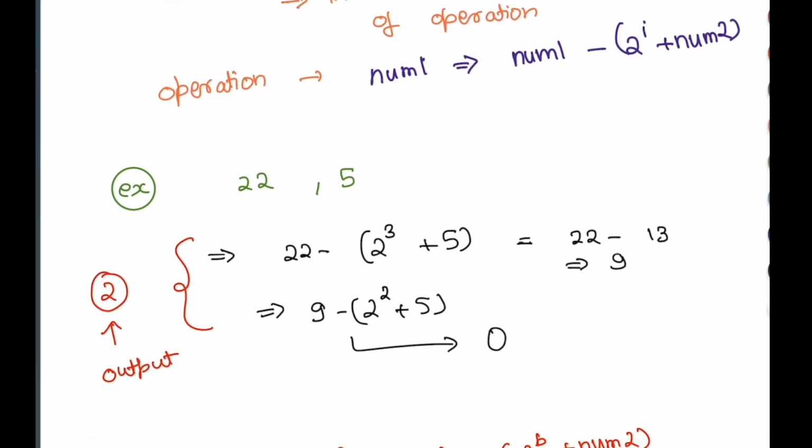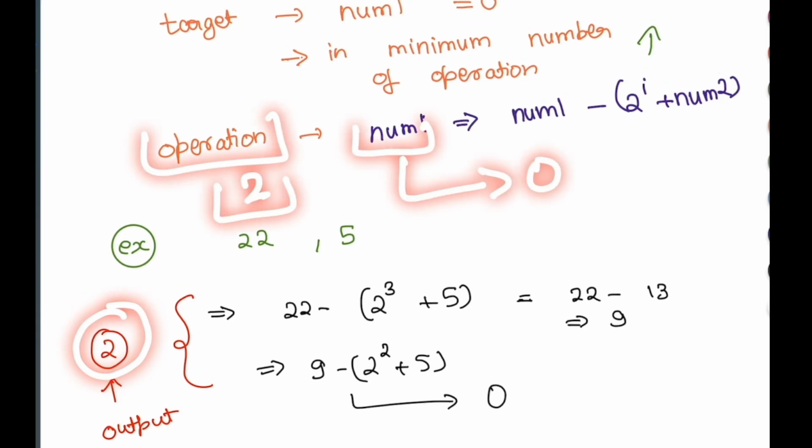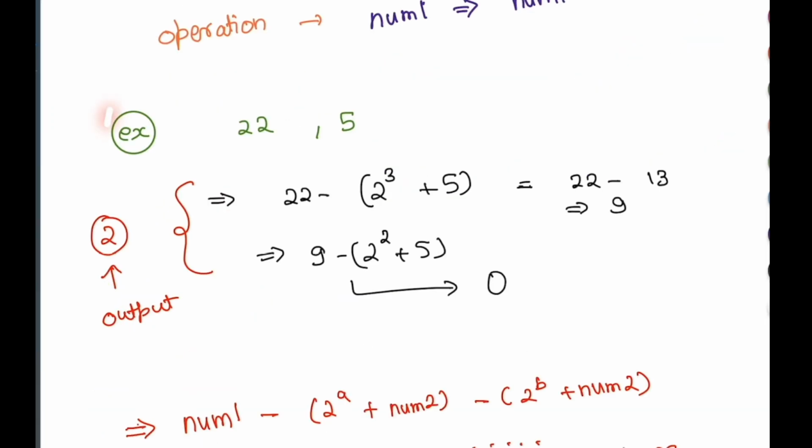For example, if the given value of num1 is 22 and the value of num2 is 5, in this case the output is going to be 2. It means we have to perform the operation two times to make num1 equal to 0. The operation is simple: num1 minus (2 to the power i plus num2). You will every time subtract this particular value from num1 to make it as close to 0, and ultimately it should be equal to 0.